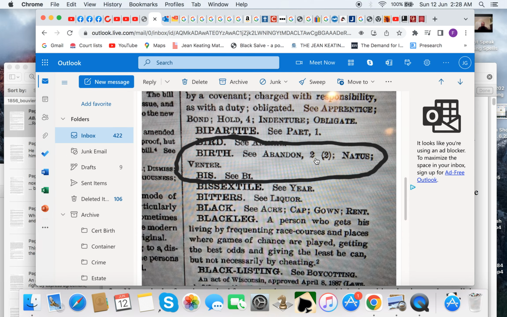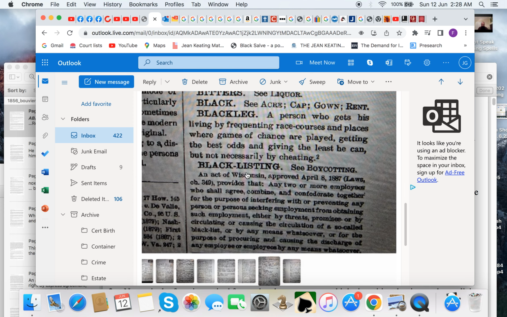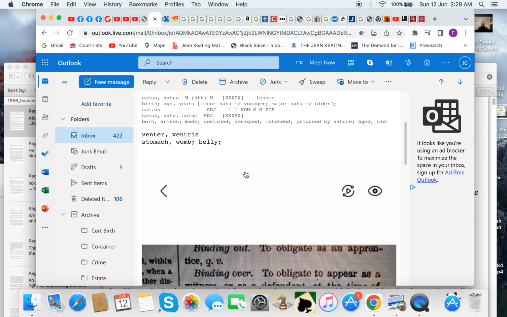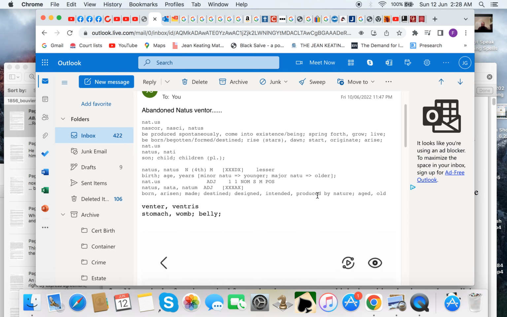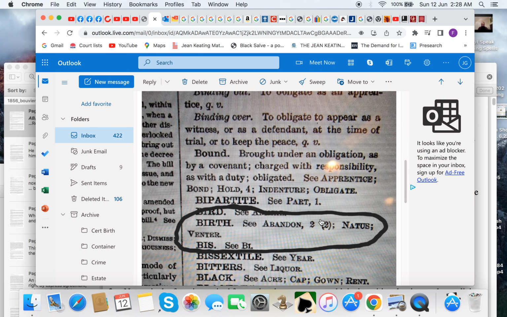So birth, see abandon. Natus venter. So natural, natus means to move. And venter, vent is something that carries, and terra is earth. So natus means to move, to rise. Basically like a nucleating element, the creation. Right, and then it says son, child there, expands on it, nati, natus. And then venter means from the stomach. So to rise, the dawn, the creation of something from the womb or stomach. So the rise or creation from the stomach that has been abandoned, right?